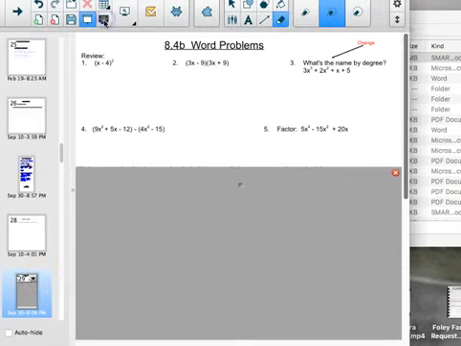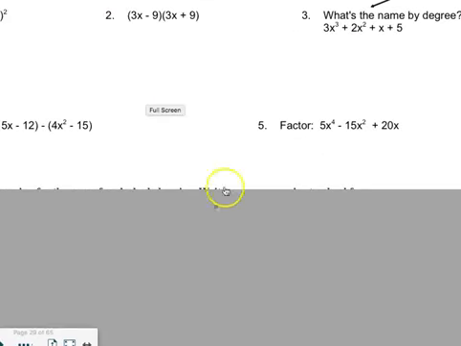Okay, you need to have your 8.4 notes out. And the first 4 or 5 problems that are in your 8.4b notes, they're all review from different lessons, so you want to go through and do them. So hit pause on the video.